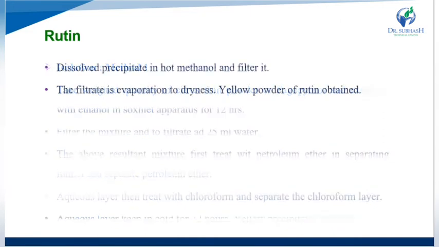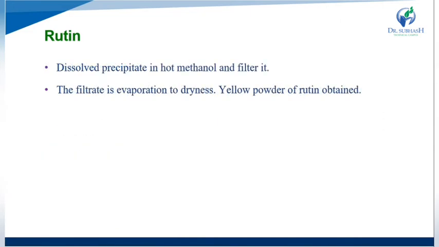Then dissolve this precipitate in hot methanol and filter it. The filtrate goes for evaporation, and after the evaporation process, it goes for the drying process. So they give the yellow powder of rutin, okay. This is the first method.